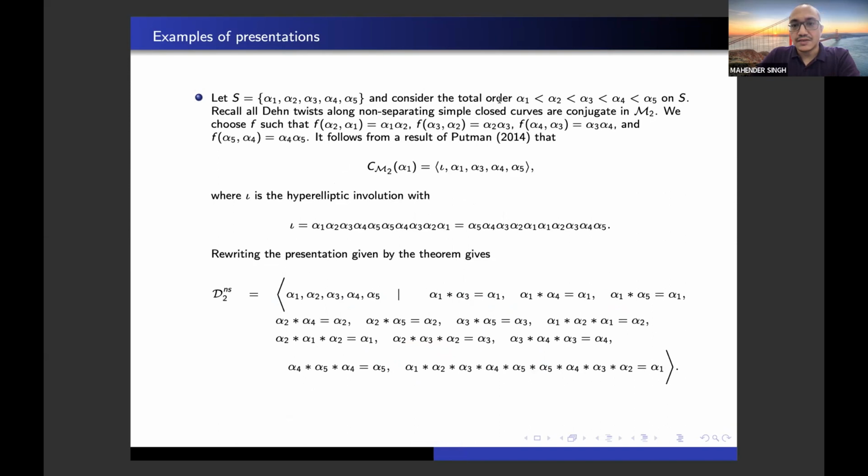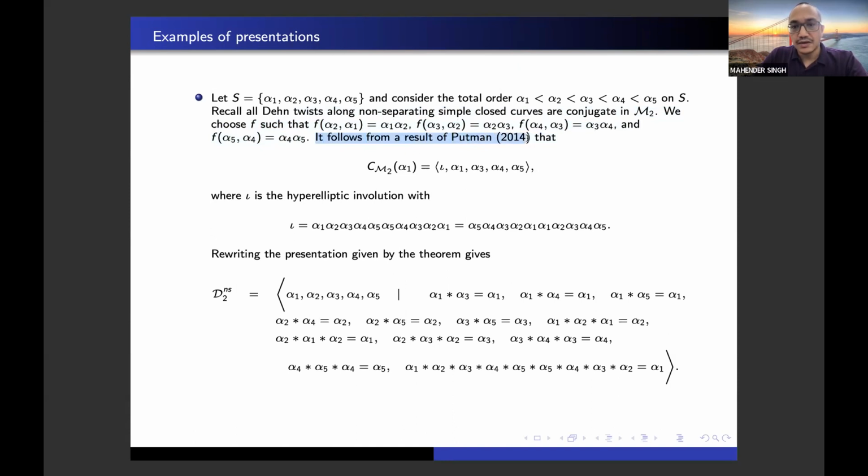So I order these generators in this form. And because they all are non-separating simple closed curves, they all are conjugate. So I just need to bother about the centralizer of only one generator, by the remark that I made earlier. And we choose the choice functions for the conjugating element to be like this. And it's a result of Putman.